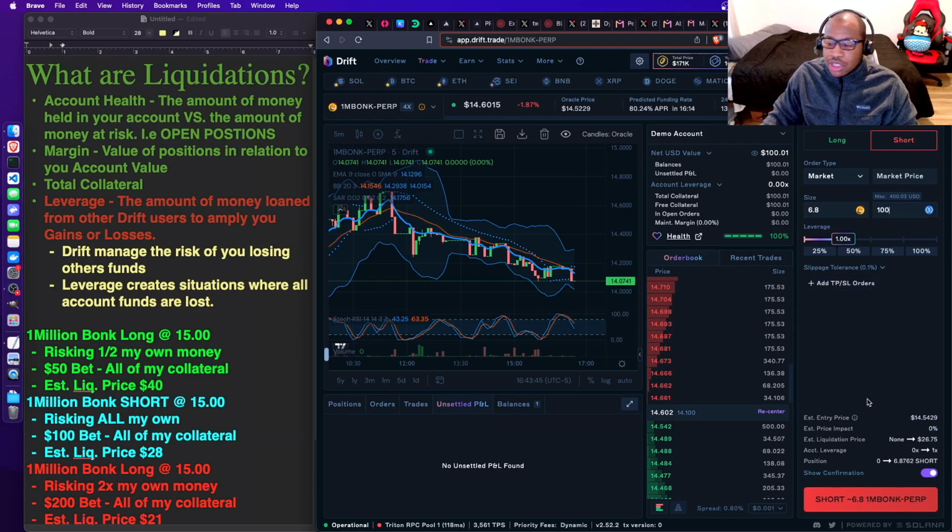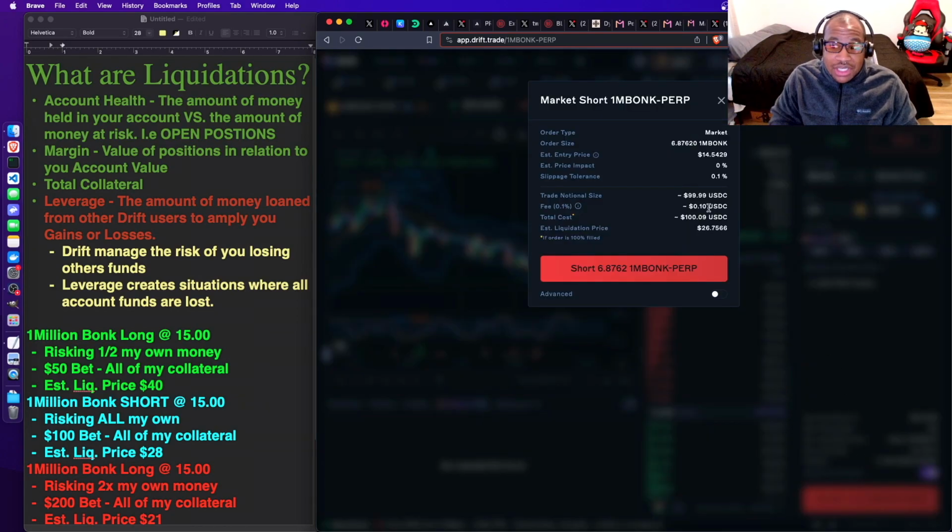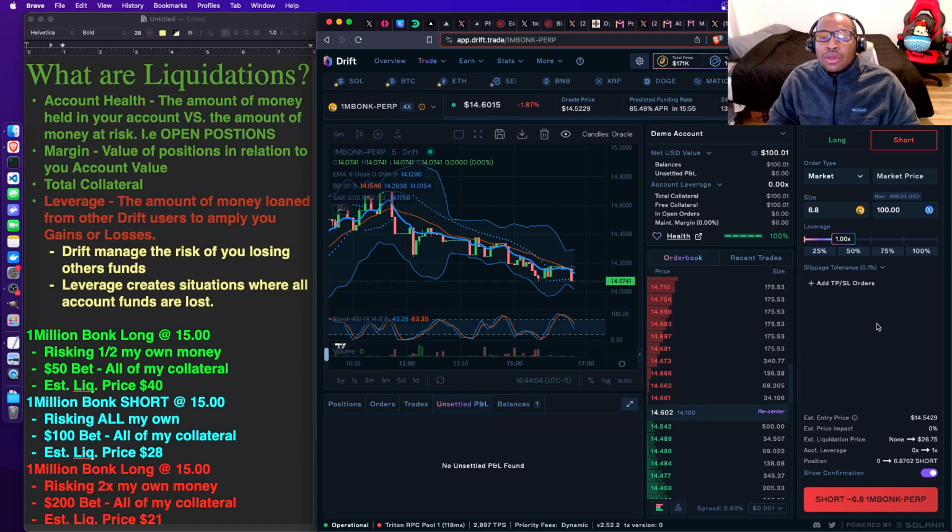So that would be $100 on this short perp. You're going to see here that while my entry price is going to be the same, $14.50, that liquidation price shot down from $40 to $26. That's a massive difference, right? Now, let's go further out on the risk curve.